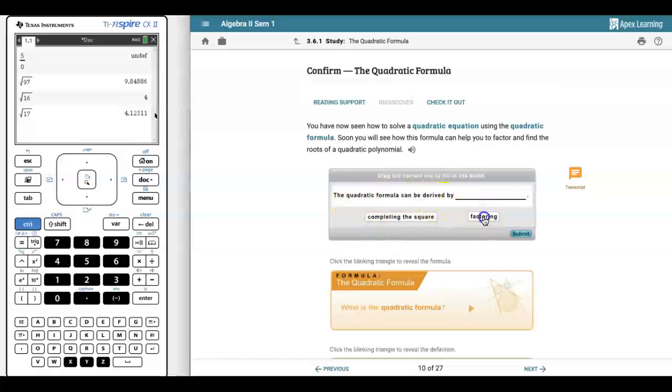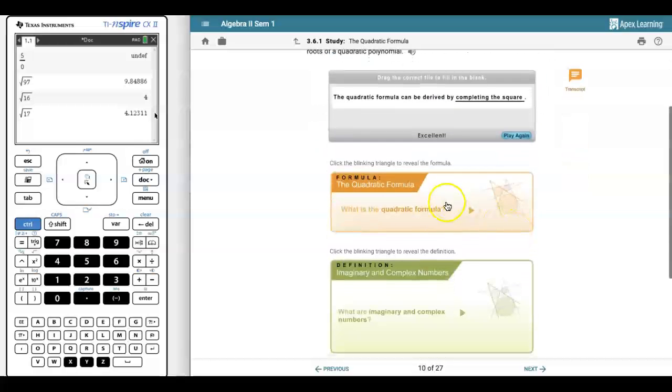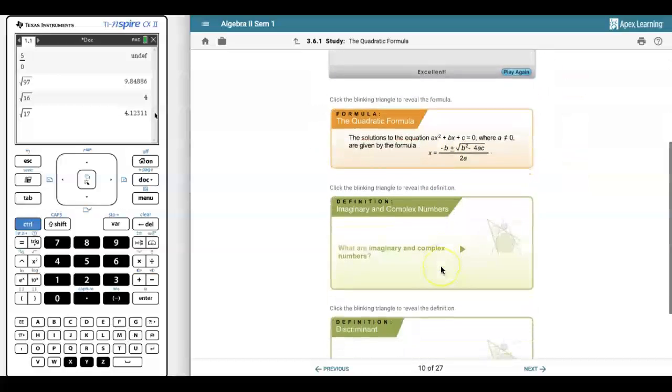So if we're confirming what we just learned, the quadratic formula can be derived by completing the square. We have to complete the square first, then we can factor it. The quadratic formula is negative b plus or minus the square root of b squared minus 4ac all over 2a.